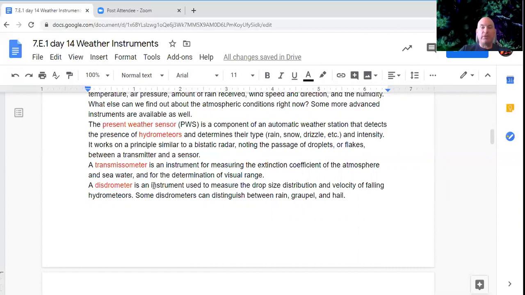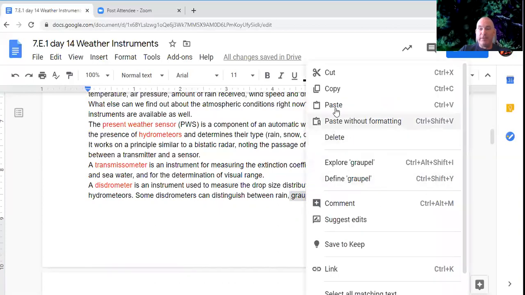A disdrometer is an instrument for measuring the drop size, distribution, and velocity of falling hydrometeors. There's that word again, raindrops. So it tells you the size, the distribution, how many of them are in a certain space, and the velocity, how fast it's coming down. And then some of them can differentiate between rain, graupel. There's a word you don't see every day, right? Graupel. Wow, what does that mean?